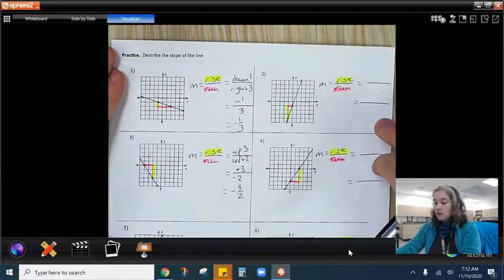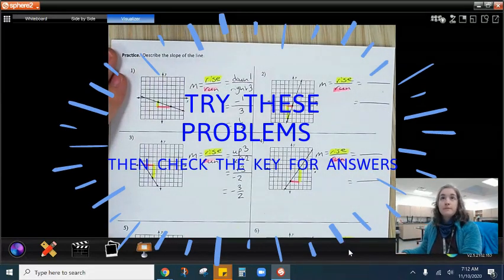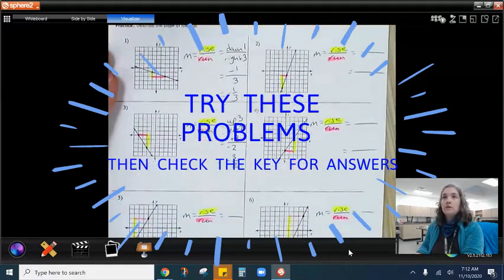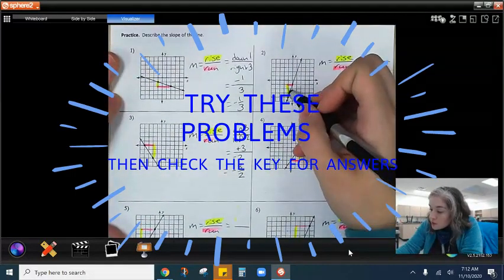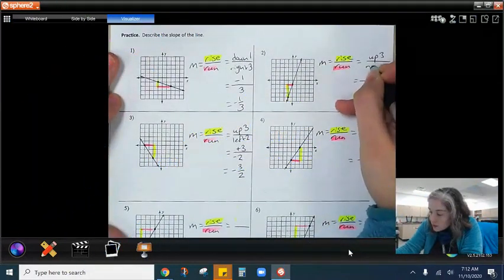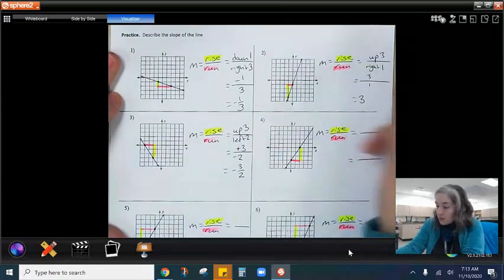All right, I want you to take a minute to try these 2 on your own. And then once you've done those, let's check our work. So for this one, we should have gone 1, 2, 3. So that's up 3 and then right 1. So that'd be 3/1, which is the same as 3.